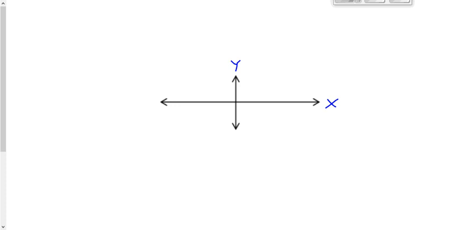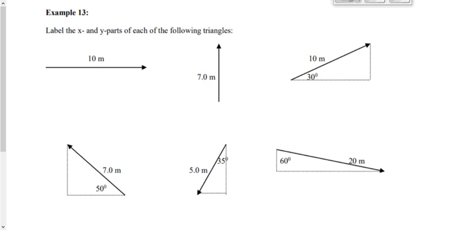Now, we can find the x and y components of certain vectors. We're going to have to find the x and y components of certain vectors in order to add them together. Before we actually calculate or determine the values of x and y, I want to make sure that we can determine what is x and what is y first.